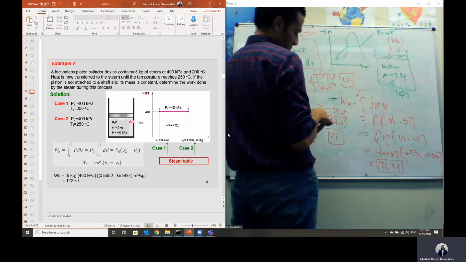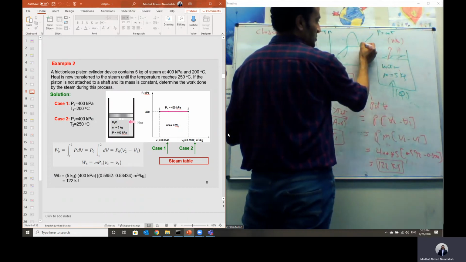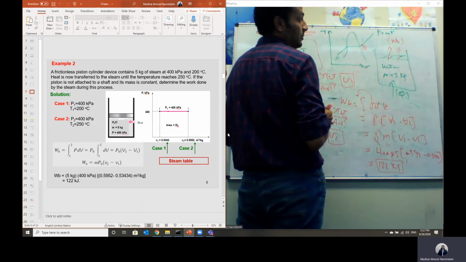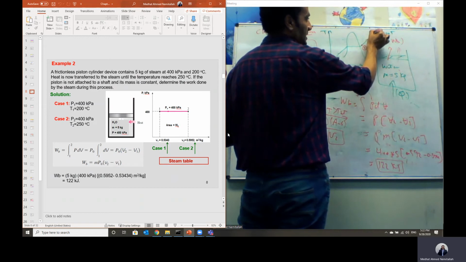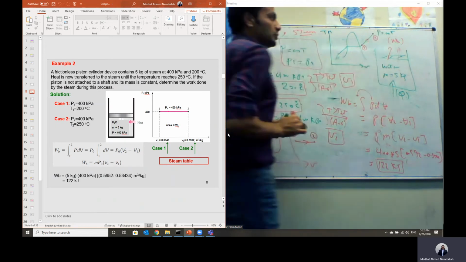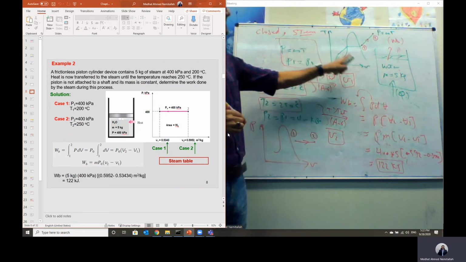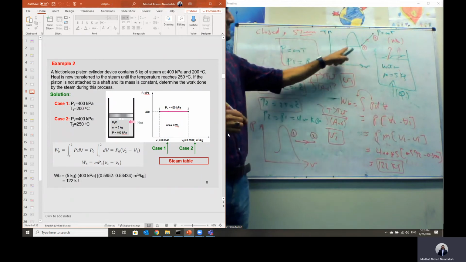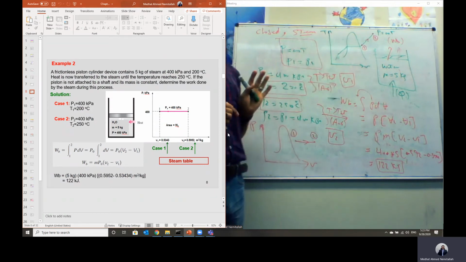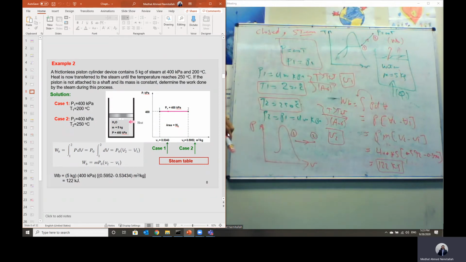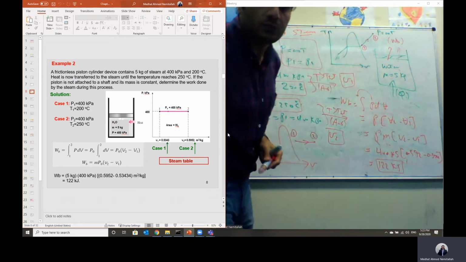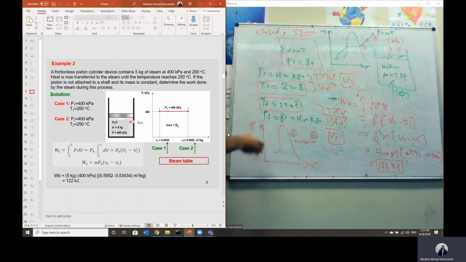State number 1 was in the superheated zone. So this is state number 1, and we added heat, and state number 2 was also superheated. And this is the representation of the process on the TV diagram. This line is the line of constant pressure. And this should be the representation of this process. Okay.